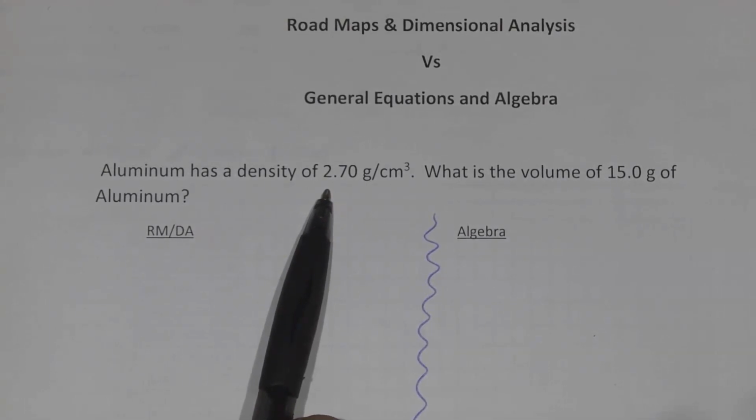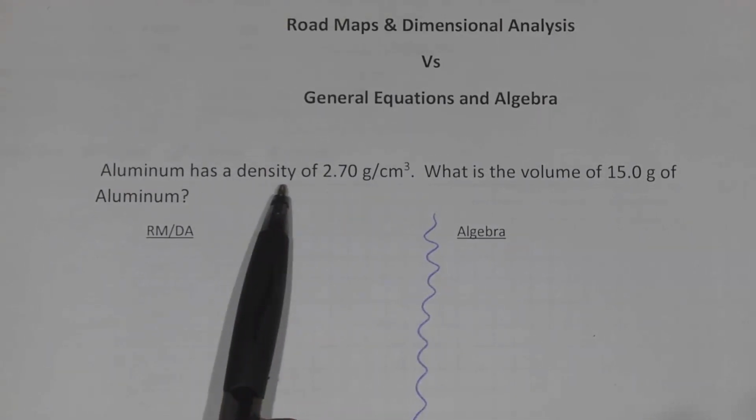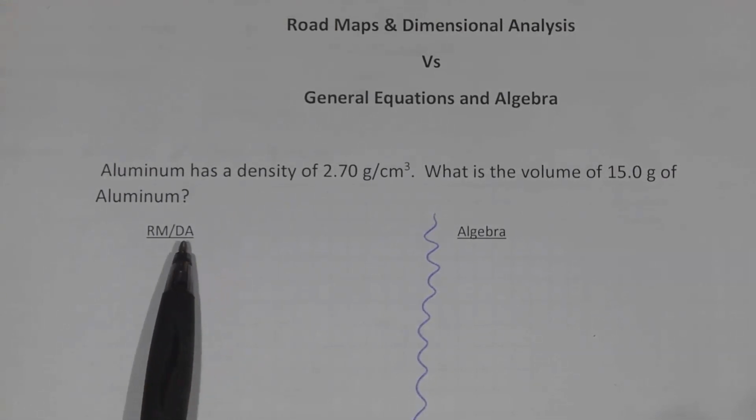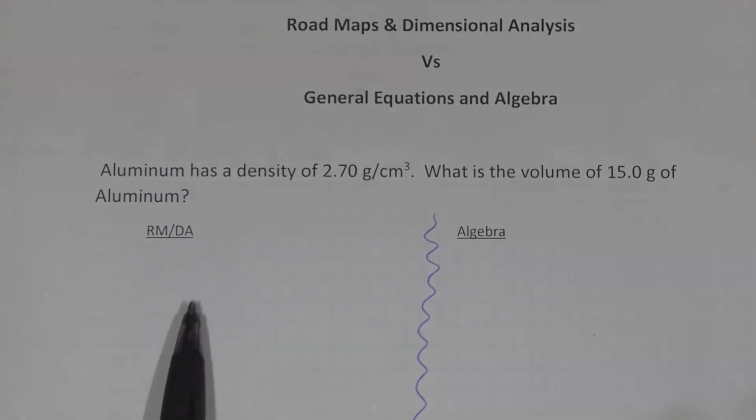So the question that we have here is, we're given that aluminum has a density of 2.7 grams per cubic centimeter. Density is a subject in Chapter 3, probably familiar to you already, but again, the problems about density tend to be more in Chapter 3, I think. So our question is, what's the volume of 15 grams of aluminum?